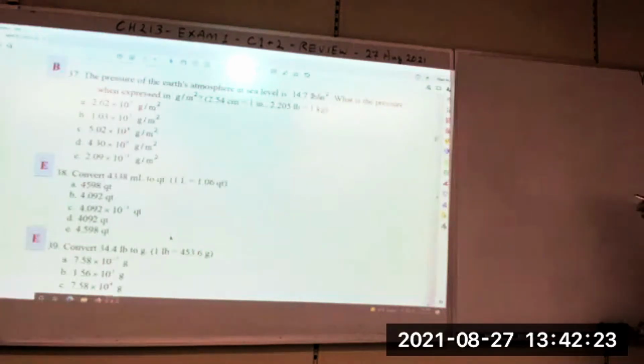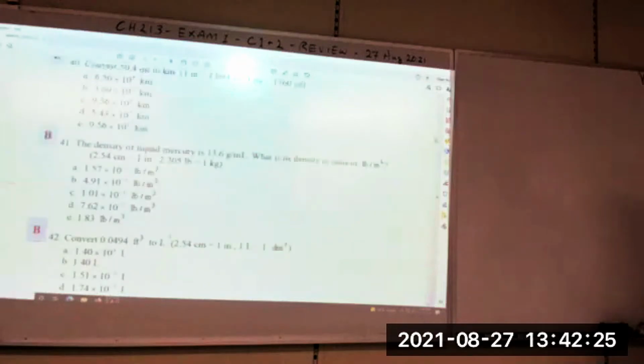Okay, let's see if we can skip those. I want to find something unique. This is another multiple conversion. We don't need to do any more of those.